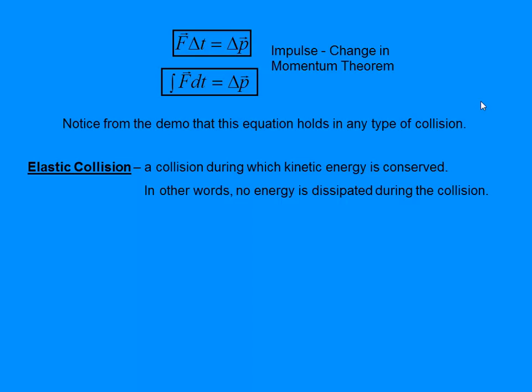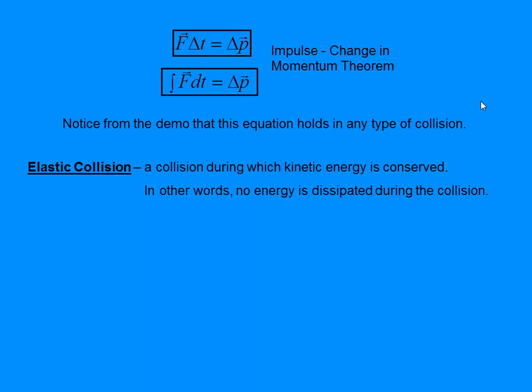We had elastic collisions. Elastic collisions are ones in which kinetic energy is conserved. In other words, there's no dissipated energy during the collision. This would have been represented by magnet ends. So the cart and the probe never actually touched, okay, but the magnets conserved the kinetic energy.